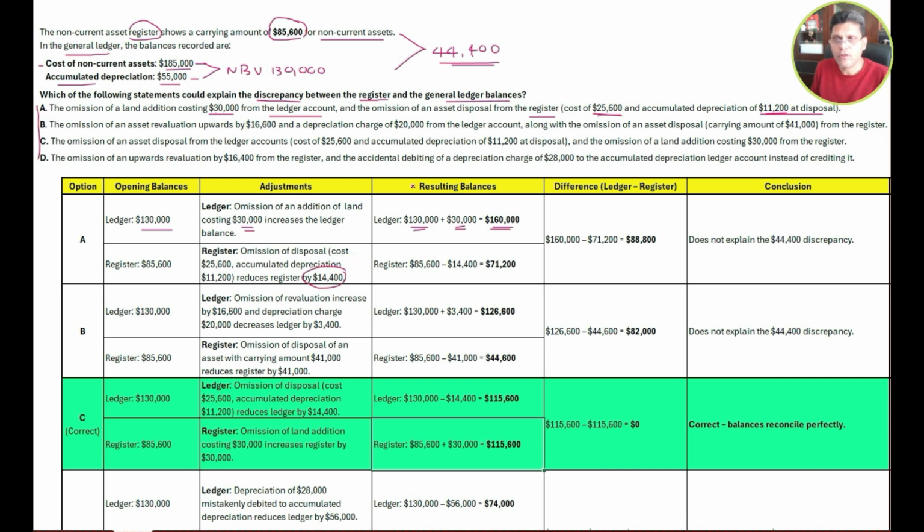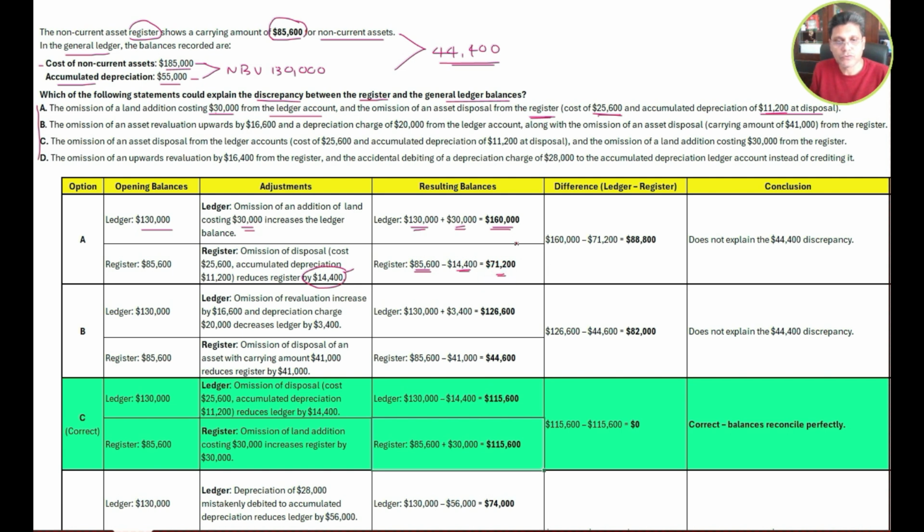So therefore the difference is 14,400. Now since this disposal is omitted from the register, the balance is overstated. In order to correct that, it should be reduced by 14,400. So currently the register balance is 85,600. Since this was omitted, it was overstated. Now we need to correct it. We need to deduct 14,400. So the adjusted register balance will be 71,200.